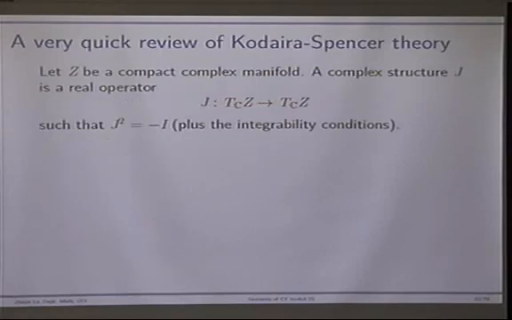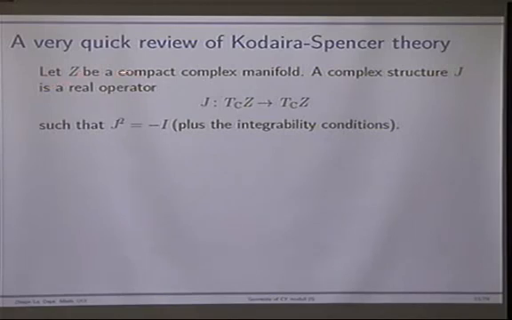Okay, so I know there are a lot of experts in deformation theory, but I still want to give a very, very quick review of Kodaira-Spencer's deformation theory of complex structures. So we start with a Calabi-Yau manifold, and we want to linearize it. So the way to do it is as follows.